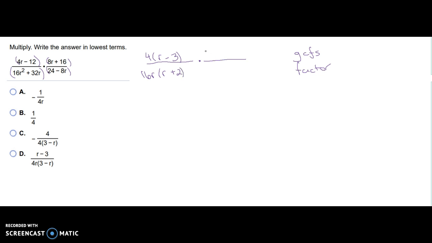The top of the second one, I see a GCF of 8, and that leaves me with r plus 2. And on the bottom of the second one, I also see a GCF of 8. That leaves me with 3 minus r. From here, you want to divide out anything you can. Notice that none of the terms are squared anymore, so there's nothing to factor.